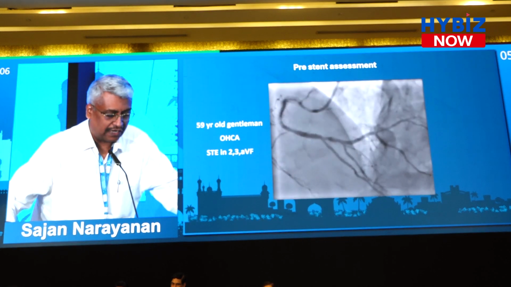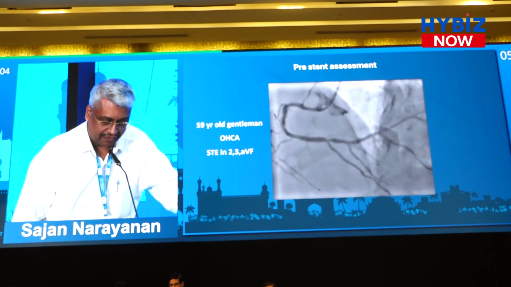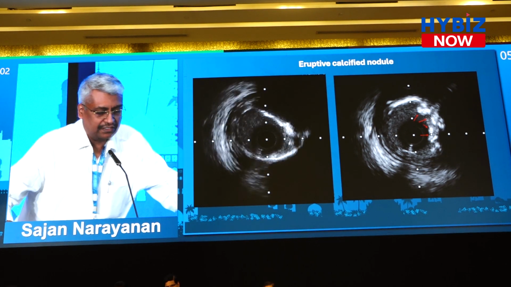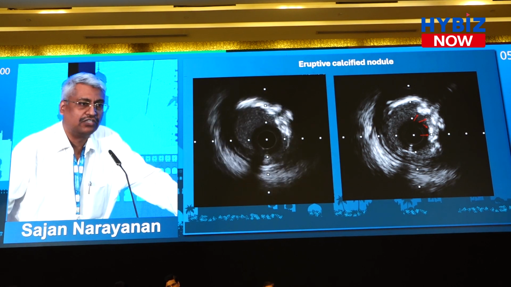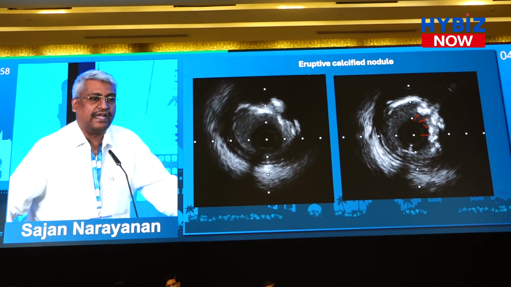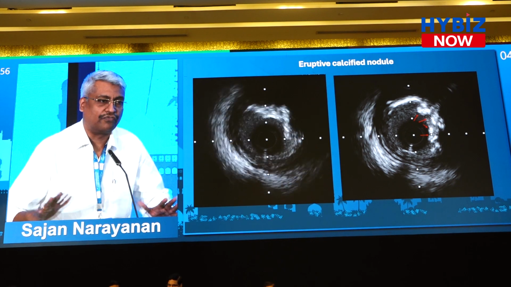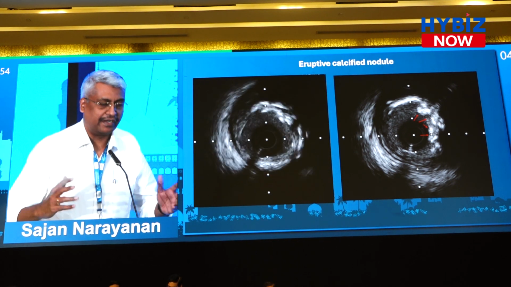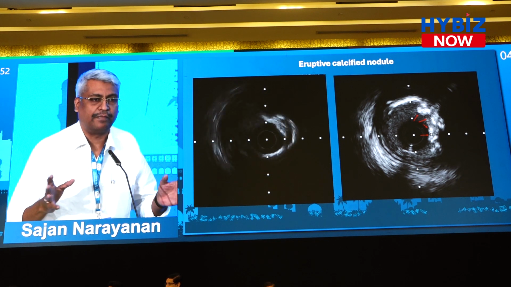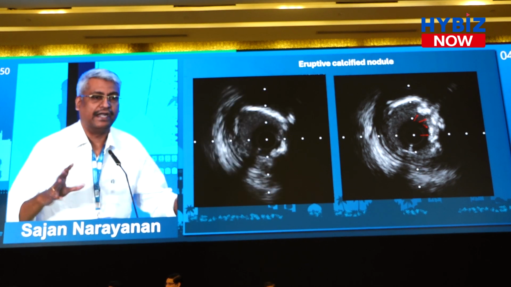This is another expression of calcium. This is a patient who has out of hospital cardiac arrest, ST elevation 2-3 AVF, and when you see the calcium, the surface of the calcium has irregularities. So this is an example of an eruptive nodule. Calcified nodular protrusions are actually part of calcified atherosclerosis. But eruptive nodules, there is disruption of the calcified plate, protrusion of the fibrous tissue, and deposition of platelets.